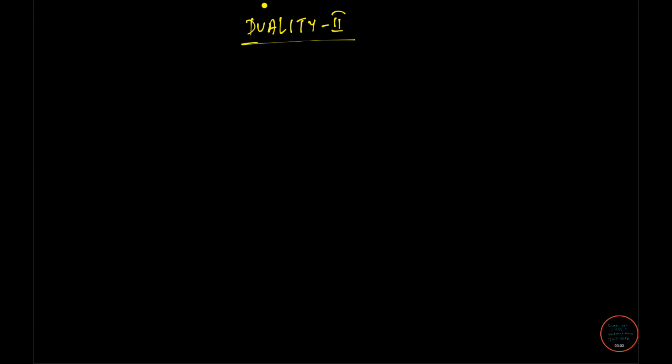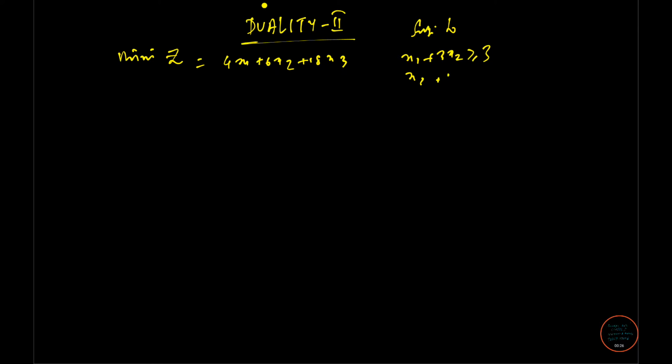So in the second lecture of duality, we will be starting with greater than types. So here, what is going to happen? Minimization of z = 4x1 + 6x2 + 18x3, subject to x1 + 3x2 greater than or equal to 3, and x2 + 2x3 greater than or equal to 5. See, here the first one is missing x3 and the second one is missing x1. So this one is very interesting. We will be assuming the coefficients as 0. So let's start it.